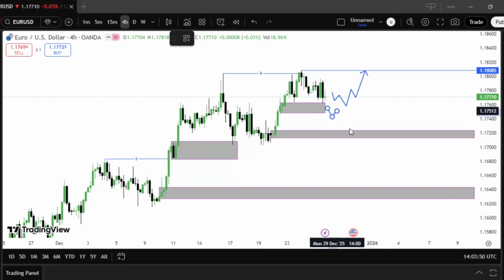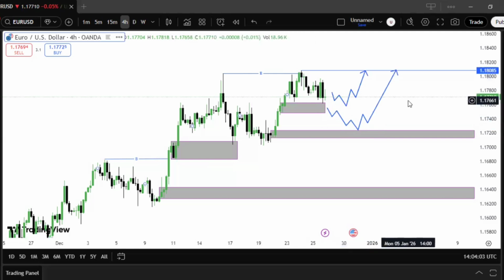Something like this, retest, then boom, we target this high point. And that's just simple, guys. And here I can look for sales. Let's say I break that first demand zone, then I can look for sales until I get to the second zone.